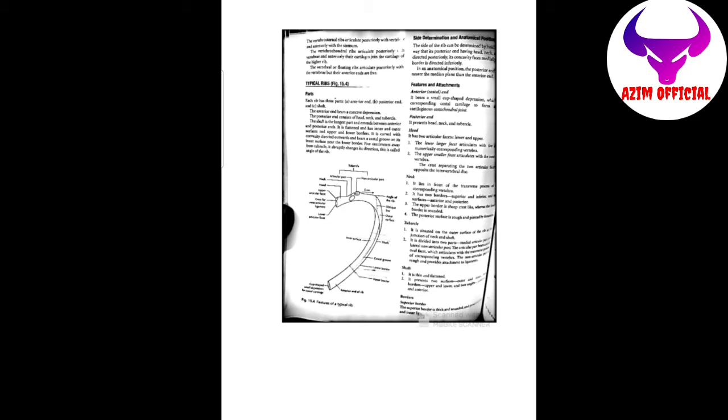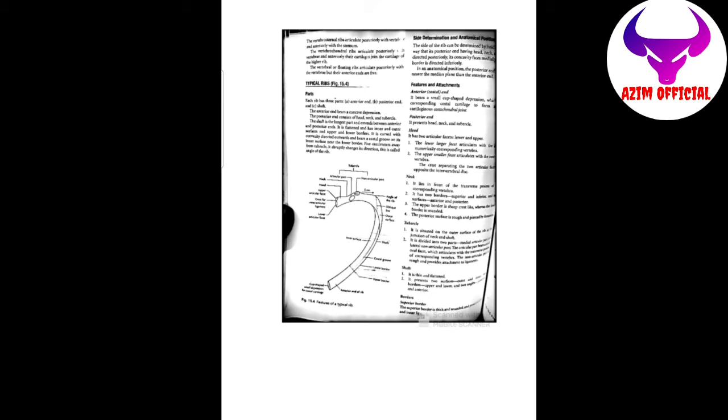Yes, sir. Okay. Features and attachments. Anterior end, the costal end: what are the features mainly? It bears a small cup-shaped depression in the anterior end, which joins with the corresponding costal cartilage to form a primary cartilaginous costochondral joint. So this is called the costochondral joint. Cartilage and costa connect at the costochondral joint. The posterior end presents head, neck, and tubercle.